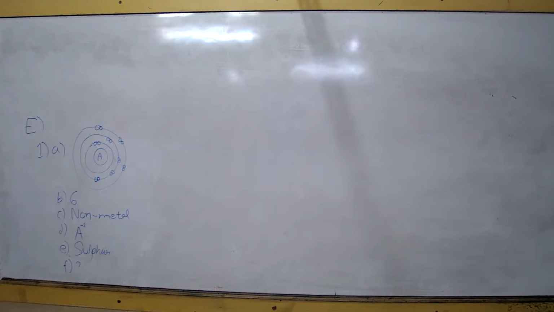What is the atomic number of A? Next one is non-metal. Then what is that? Anion, correct? Then sulfur, okay. Draw the orbital structure of A and draw the structure of sulfur ion. What is the electronic configuration of sulfur ion?